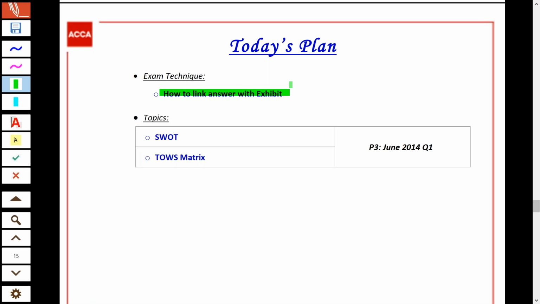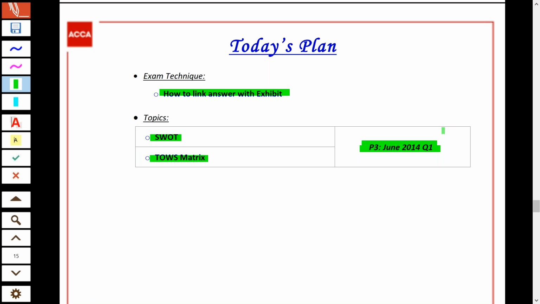This one is so important that I want to cover this under both manual and CBE. And after that, today's topic is SWOT and TOWS matrix. We will be doing a question from P3. The reason why I had to pick P3 was that, in SBL, they don't publish the paper every attempt. So far, they have not asked this topic.